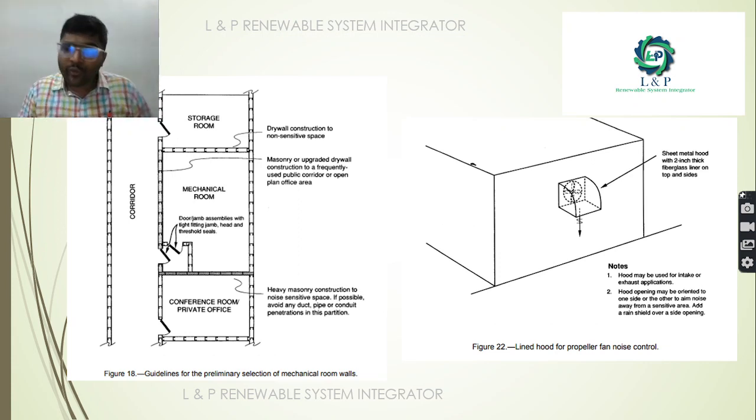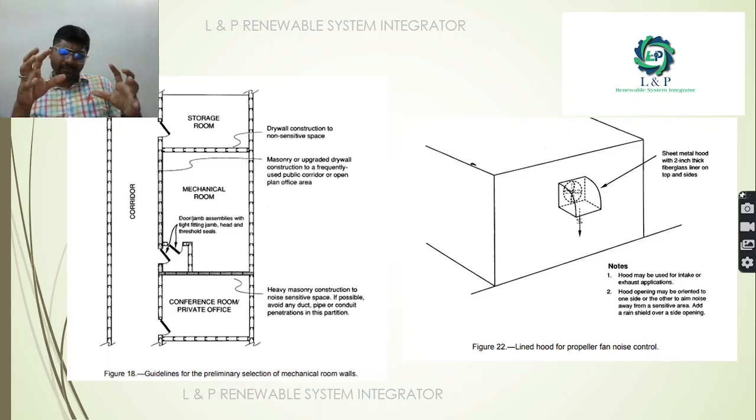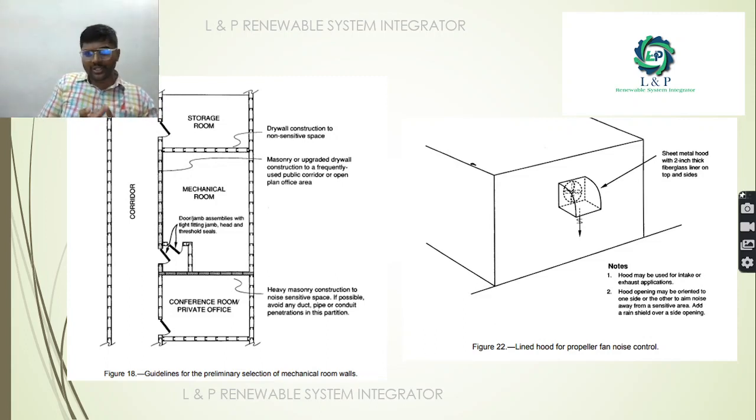When you're going for mechanical room walls, always try to have a drywall construction which should not be noise sensitive. Most importantly, if you have a corridor area or a conference room, always try to keep your mechanical room between the storage room and the conference private room. And most importantly, try to have a heavy masonry construction to avoid noise in the sensitive spaces, especially around the mechanical rooms.